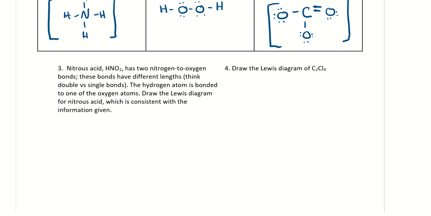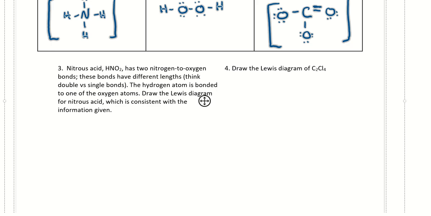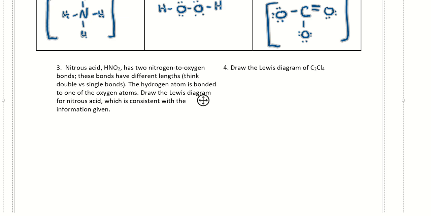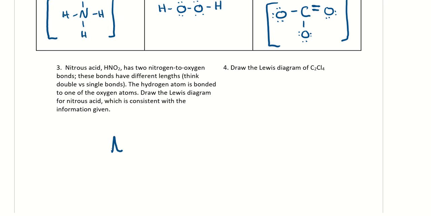Draw the Lewis diagram. Okay, so let's put nitrogen in the middle. And now it said it's bonded to one of the oxygens, it's bonded to another oxygen, and then one of the oxygens has a hydrogen, whichever side you want to put that on. Hydrogen is bonded to one of the oxygen atoms.